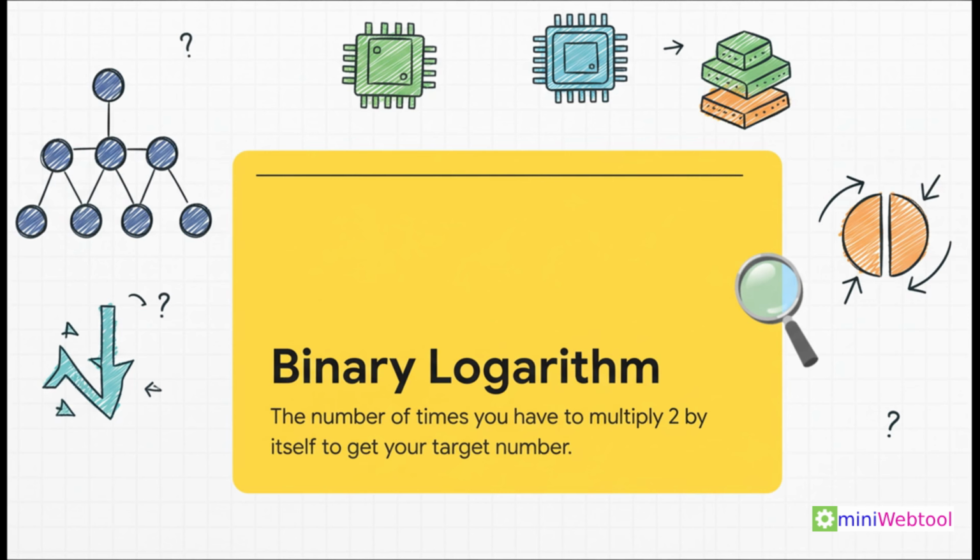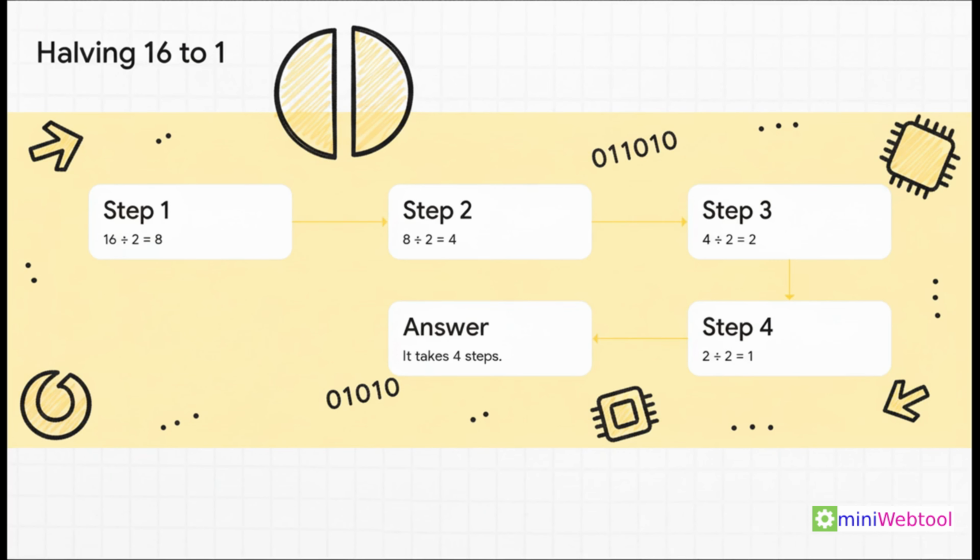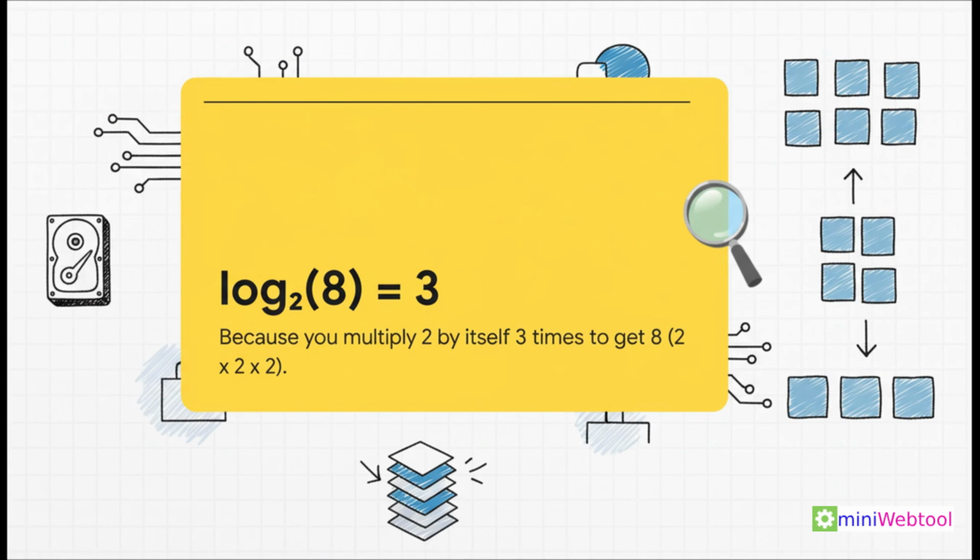Simple as that. Now, here's another way to think about it that I find even easier. I call it the halving method. Just ask yourself, how many times can I cut my number in half before I get all the way down to 1? Let's try it with 16. Cut it in half, you get 8. Again, you get 4. Again, 2. One last time, and you get 1. See that? It took exactly 4 cuts. So the log base 2 of 16 is 4. The key thing to realize is that these are just two sides of the same coin.